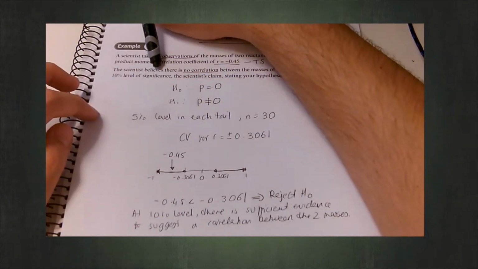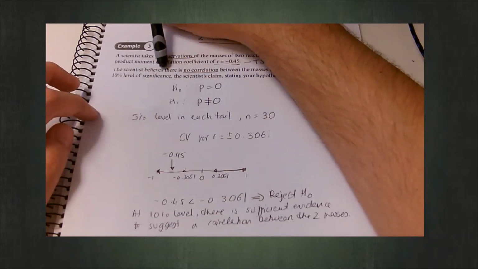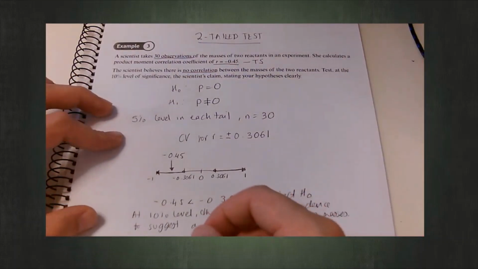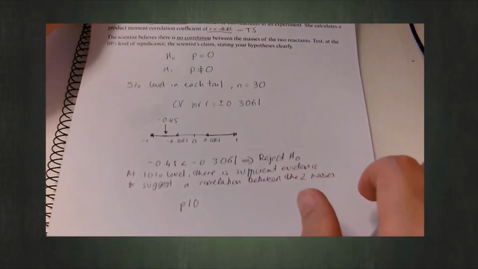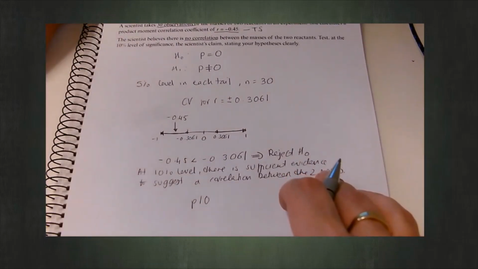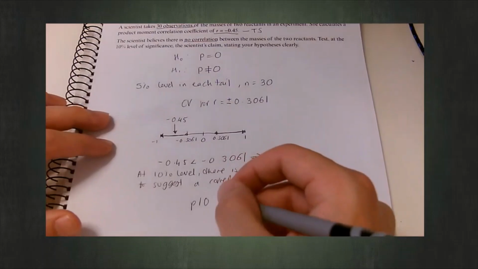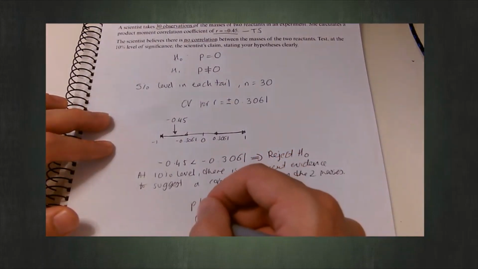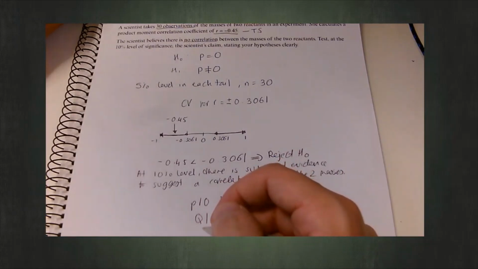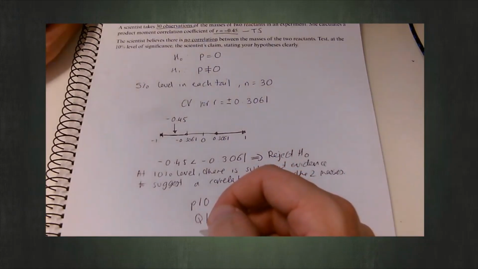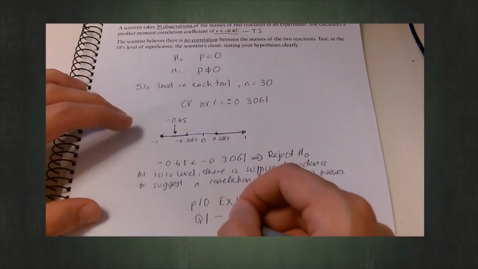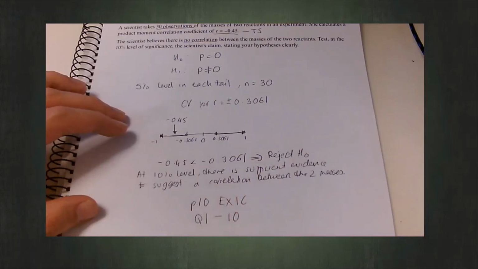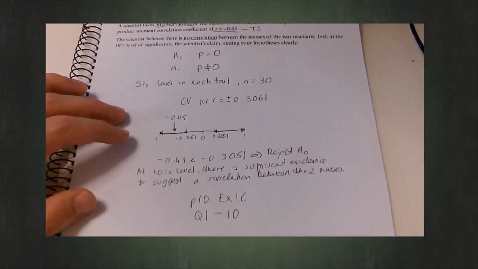So the questions I'd like you to do now relate to page 10, exercise 1C, and the questions from question 1, and see if you can finish the exercise. A lot of these questions aren't that difficult because actually you're just calculating the PMCC, and that doesn't take too much time using a calculator. So questions 1 to 10, and that should be it really for this topic.